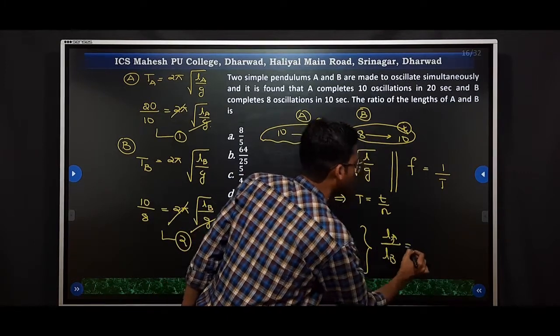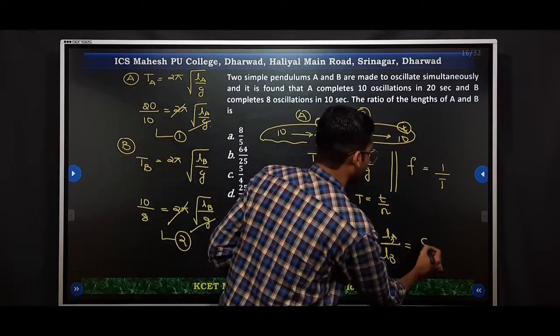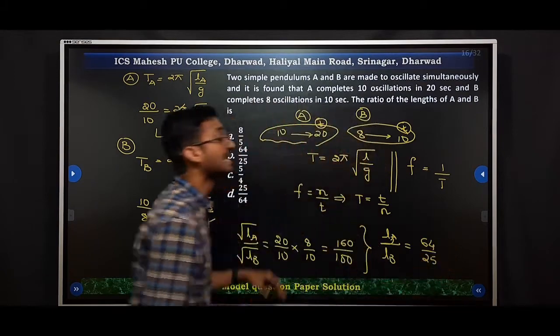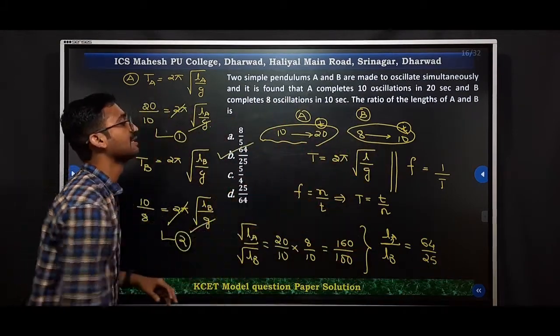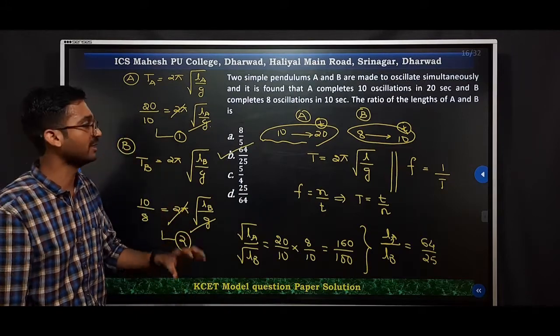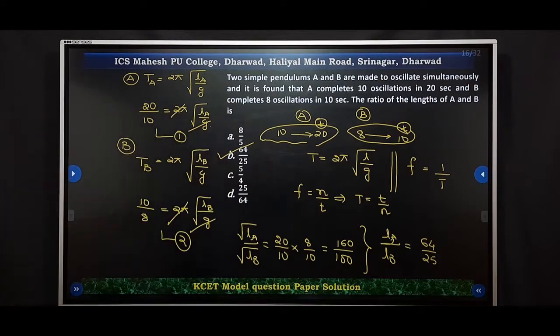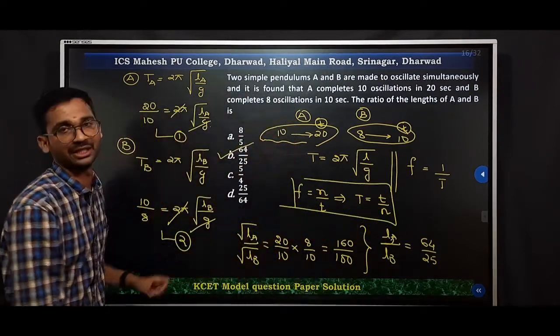If I square it now, on solving this equation, we get LA divided by LB is 64 divided by 25. Try to solve this one on your own, and we get the answer 64 divided by 25. This is the direct step for the substitution.